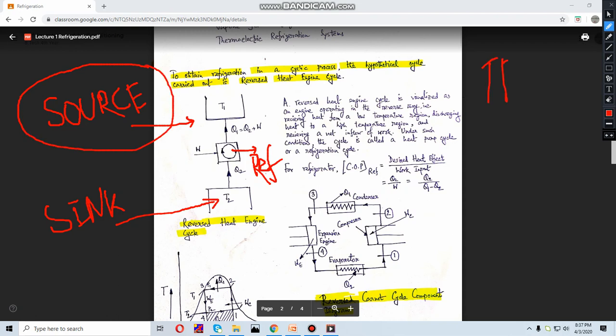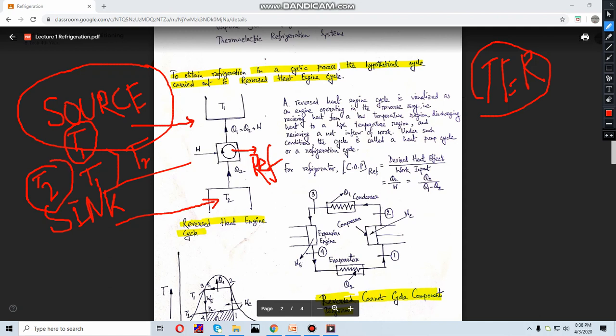Okay, TER, thermal energy reservoirs. Now source is the high temperature and sink is the low temperature. So T1 is greater than T2. So we can say that the refrigerator is working between two thermal energy reservoirs. The source has the higher temperature capacity or the higher heat capacity, and the sink has the lower heat capacity.